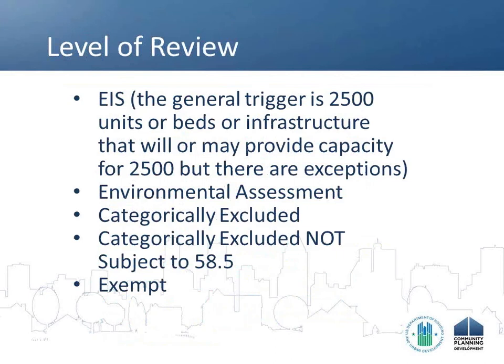Now, the different levels of review. The most intensive level of review is the Environmental Impact Statement, or EIS. It's triggered by regulations at 2,500 units or 2,500 beds in a hospital. Or if it's infrastructure, it's capacity for 2,500 potential units. So even if you're doing, say, a wastewater treatment plant, and it's not hitting 2,500 units yet, it's just at 2,400, if it has the ability and capacity to go up to 2,500, you've just triggered an EIS.